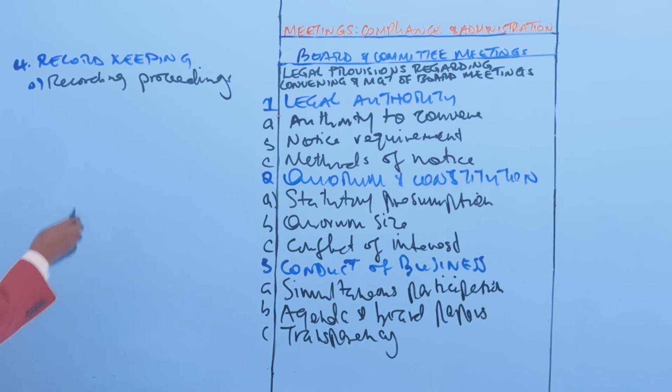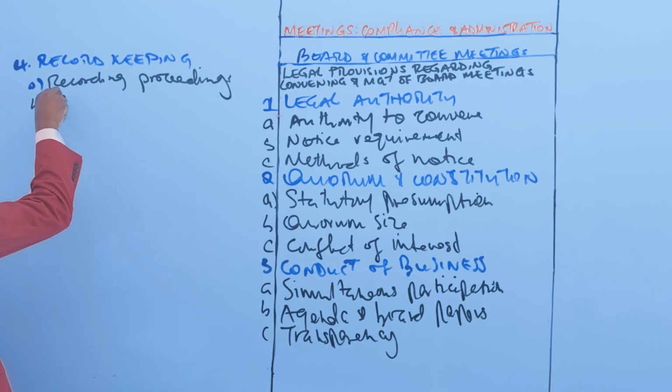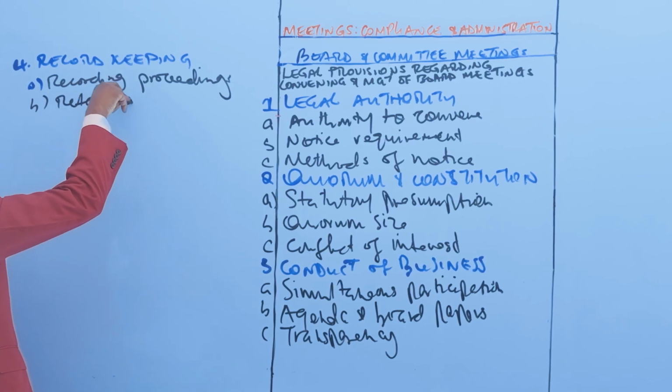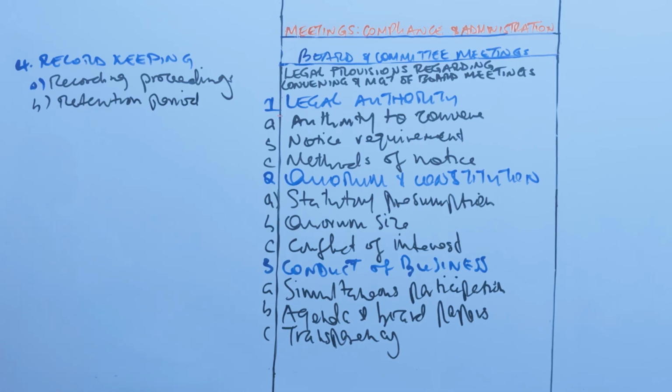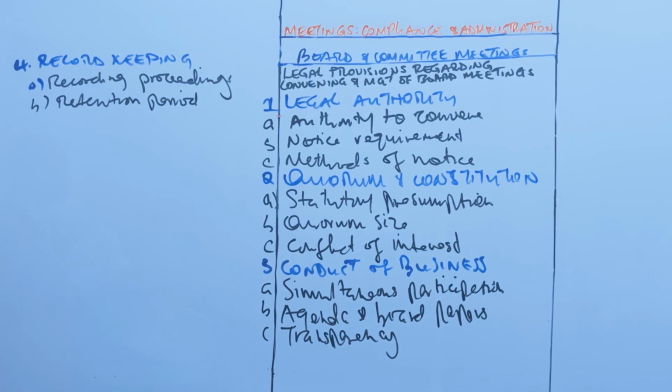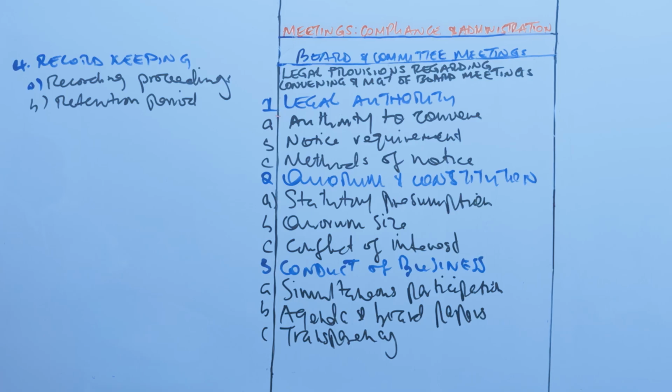Then there is the retention period. After recording the meetings, they have to be retained. These minutes must be maintained for at least 7 years from the date of the meeting.